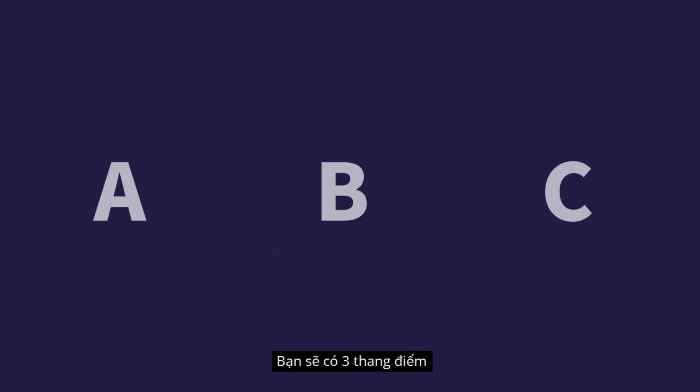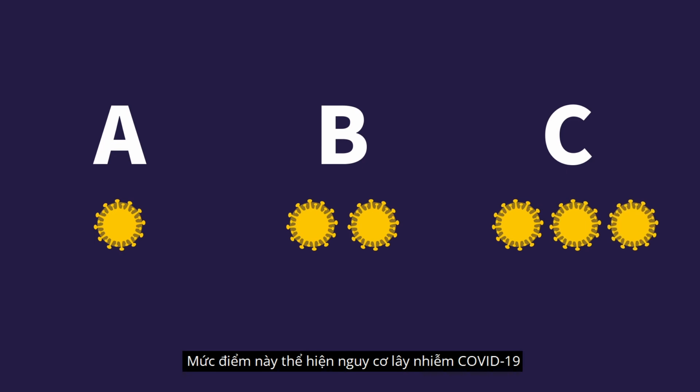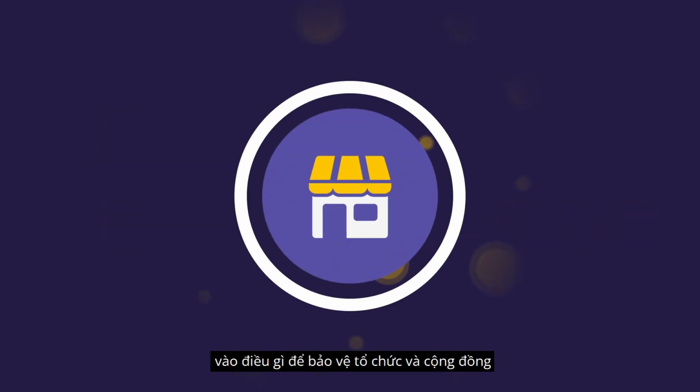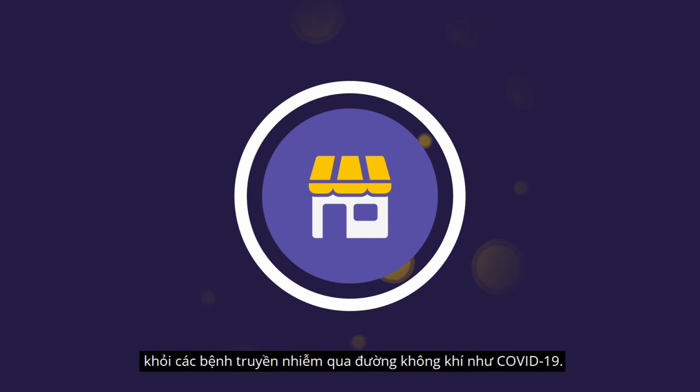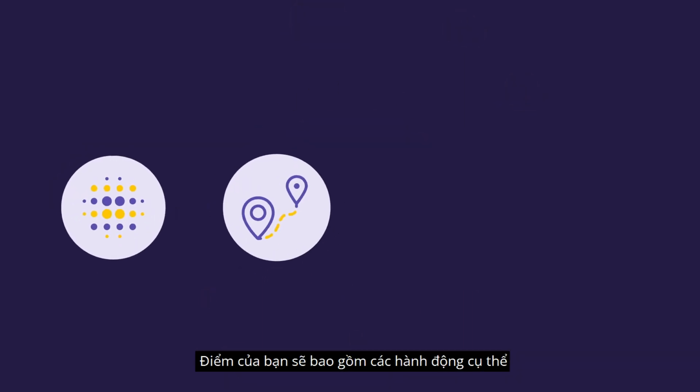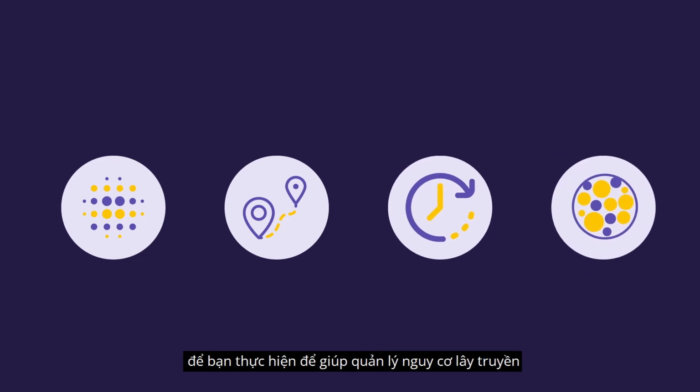You will now have a score, an A, B, or C. This score reflects your organization's risk of COVID-19 transmission among people inside the indoor space. It will help you determine where to focus on protecting your organization and your community from airborne diseases like COVID-19. Your score will include specific actions for you to take to help manage the risk of transmission.